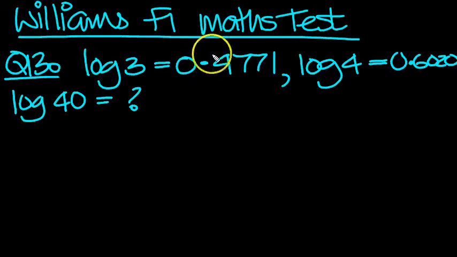log 3 equals 0.4771, log 4 equals 0.6020. What does log 40 equal? You could think of this as a bit of a curveball, a little more awkward a problem than the preceding ones. And you think, what is what?